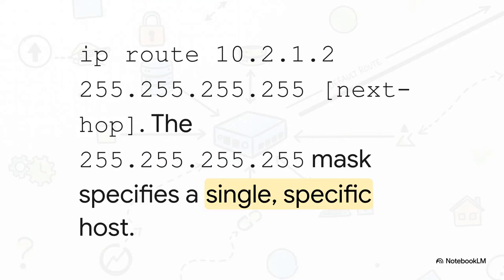So the secret sauce here is the subnet mask. See how it's all 255s? Think of a subnet mask as a filter. A mask of all 255s is the most specific filter you can possibly create. It tells the router this rule applies to one and only one IP address in the entire universe, 10.2.1.2. There is zero ambiguity.